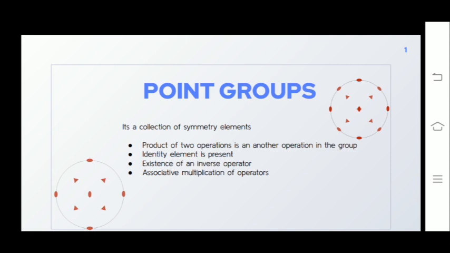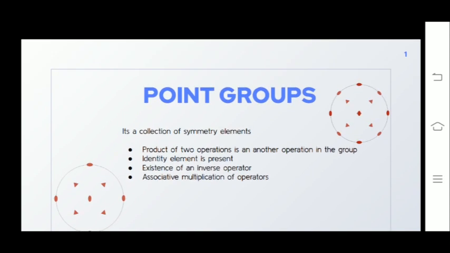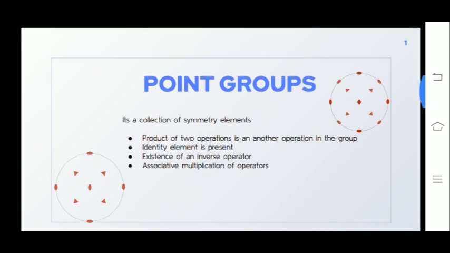All symmetry elements present refer to a common point, the origo. The point group must fulfill the mathematical requirements. First, the product of two operations is another operation in the group. The second is that the identity element I is present. The third is that there is an existence of an inverse operator, that is R into R inverse, which is equal to I. We get the identity element. And the fourth one is associative multiplication of operators.